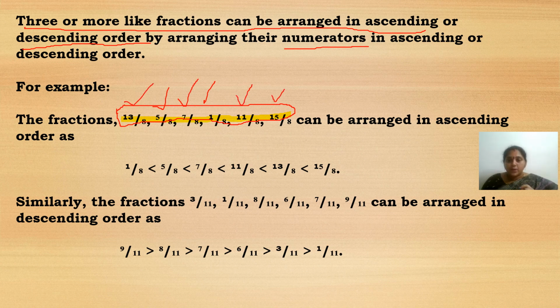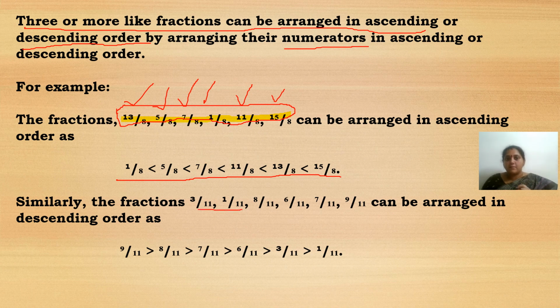So how are we going to write? 1 by 8 is less than 5 by 8, 5 by 8 is less than 7 by 8, 7 by 8 is less than 11 by 8, 11 by 8 is less than 13 by 8, and 13 by 8 is less than 15 by 8. This is how we write in ascending order. One more example we will see.